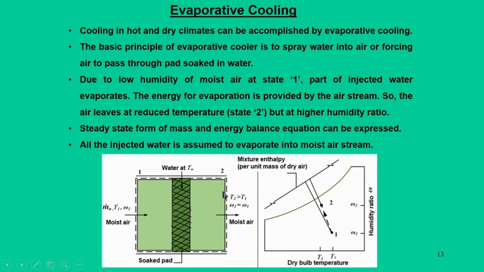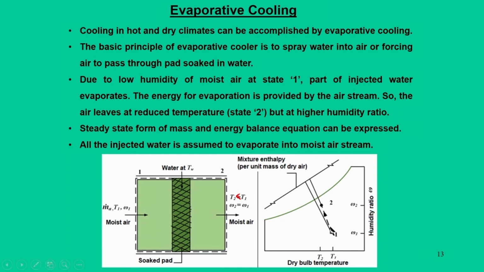Now, if you look at this particular domain, what we have is a control volume with a soaked pad. Soaked pad means it is soaked with water, and air is allowed or forced to pass through it. In this process, as the air passes, what happens? The temperature drops. So, T2 is less than T1. So, the dry bulb temperature drops.